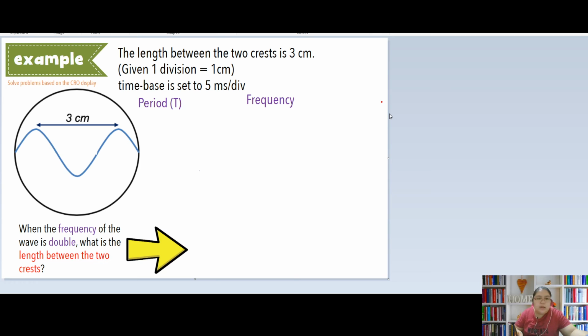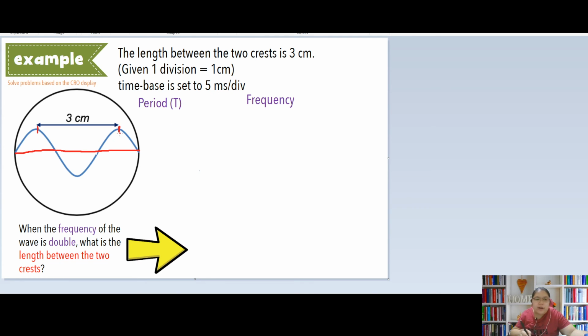The last one, they say the length between the two crests is 3 cm. Simple again. I will draw the center line. This one is from a crest to another crest, 3 cm. So I can say this one is lambda. One division is represented by 1 cm. The time base is set at 5 millisecond per division. The Y gain, they never tell you how many volts.